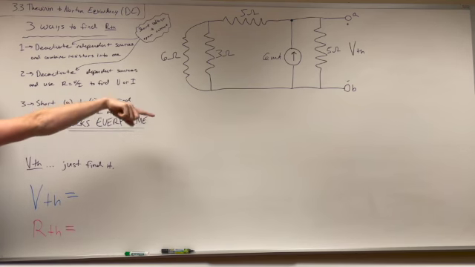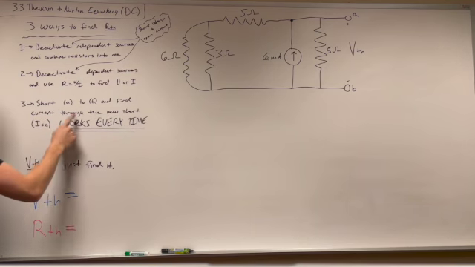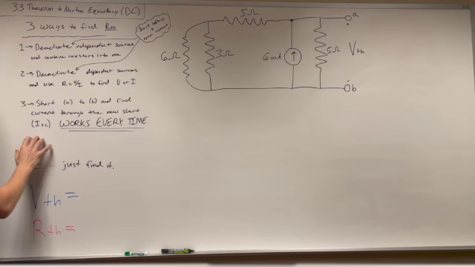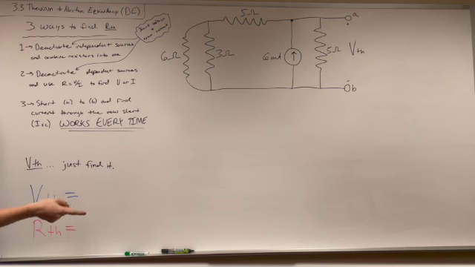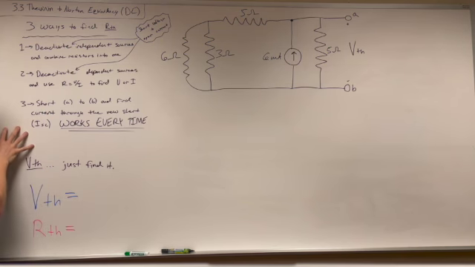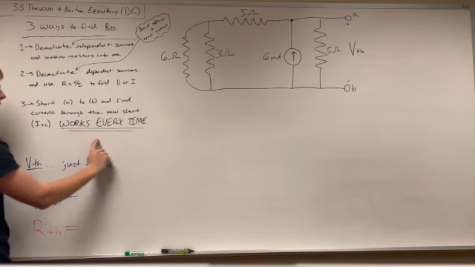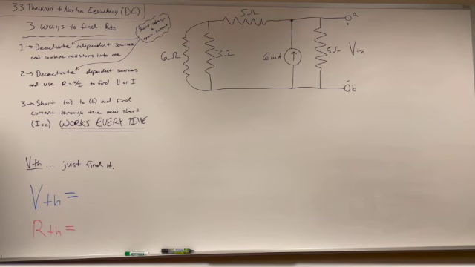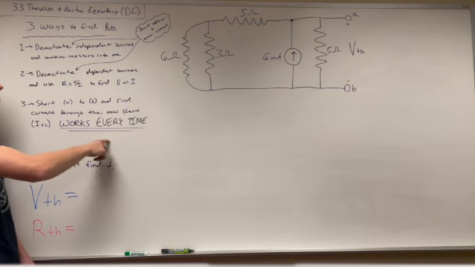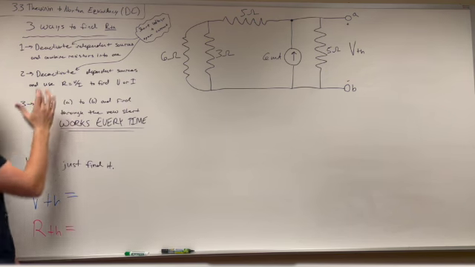And the third one here is to short A and B, or A to B, right? So we draw a line from A to B and find the current through the new short. We call it ISC, right? We find the current through that wire. This one, the third one, works every time, okay? Even though it works every time, I still like to do the first one when I can.